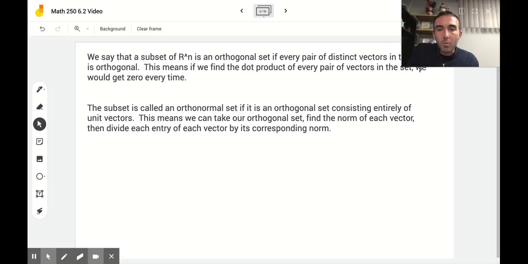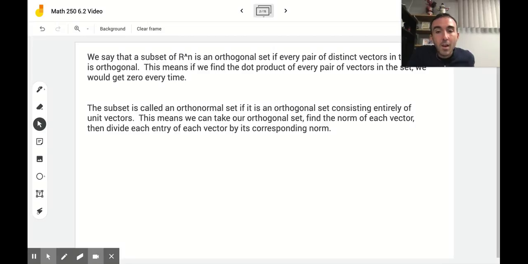We say that a subset of Rn is an orthogonal set if every pair of distinct vectors in the set is orthogonal. This means that if we find the dot product of every pair of vectors in the set, we would get 0 every time. So if we have a set of 3 vectors, we would need to find the dot product of the first and the second, the first and the third, and the second and the third. So it's every possible pair. We would need to make sure that we got 0 all the time.